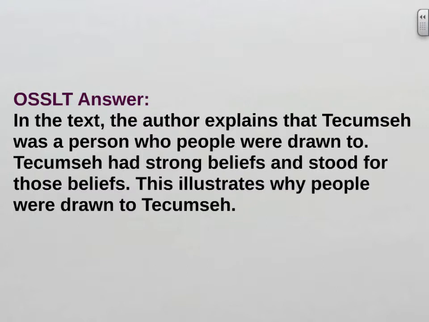Okay, does your answer look something like this? In the text, the author explains that Tecumseh was a person who people were drawn to. Tecumseh had strong beliefs and stood for those beliefs. This illustrates why people were drawn to Tecumseh. Does your answer look like this? Does it begin by stating a main idea? And do you include a detail to support that main idea?